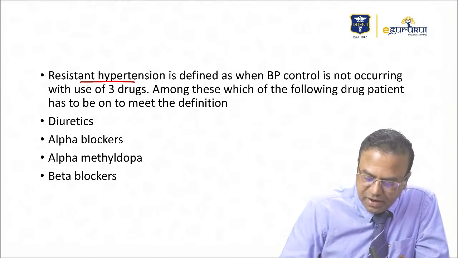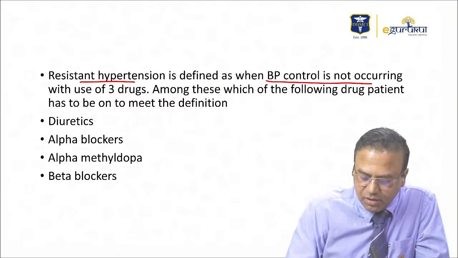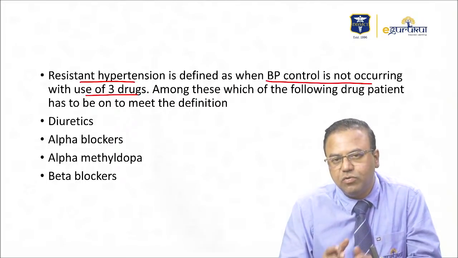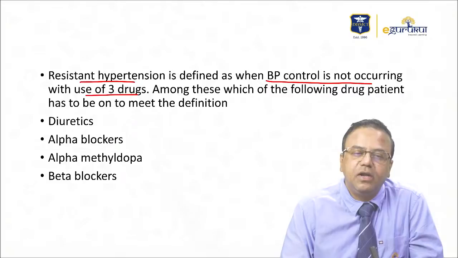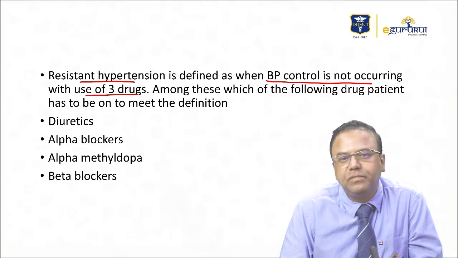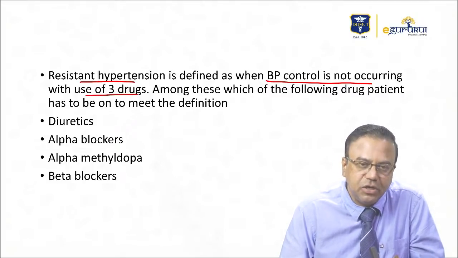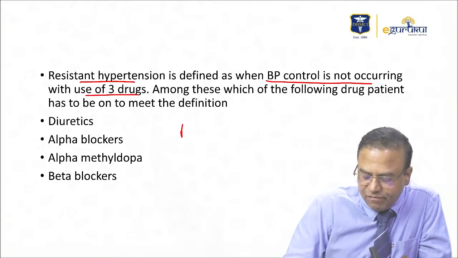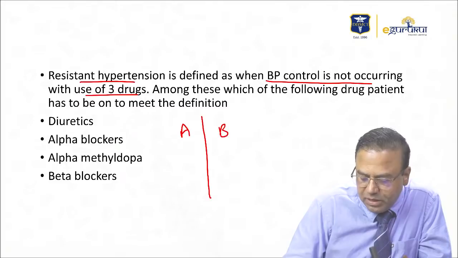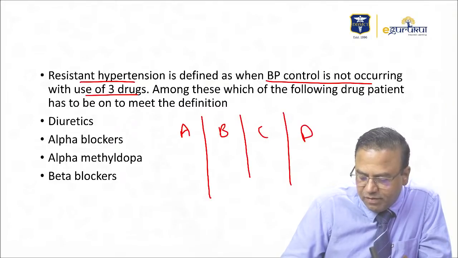Resistant hypertension is defined as when BP control is not occurring with the use of 3 drugs. So basically, you have used 3 antihypertensive drugs, despite that BP is not controlled. Then that's when we call resistant hypertension. We discussed the treatment plan of hypertension now as per the new guidelines. The main frontline drugs are A, B, C, D. Isn't it? This is what we discussed.